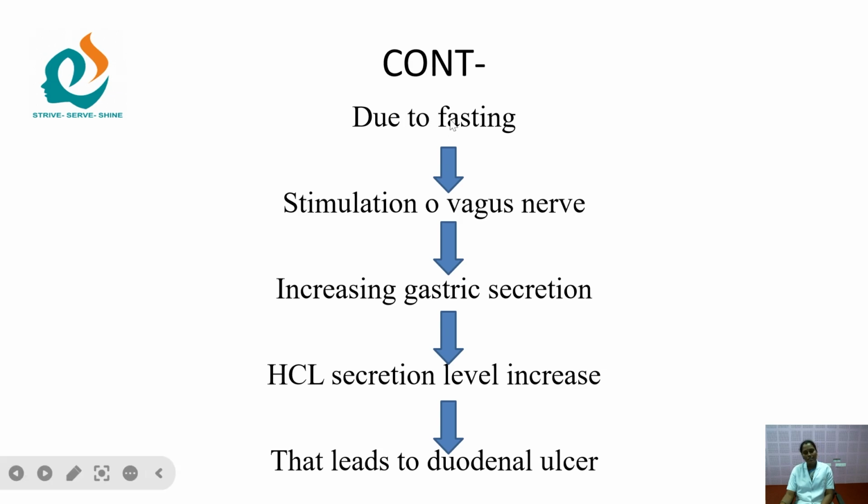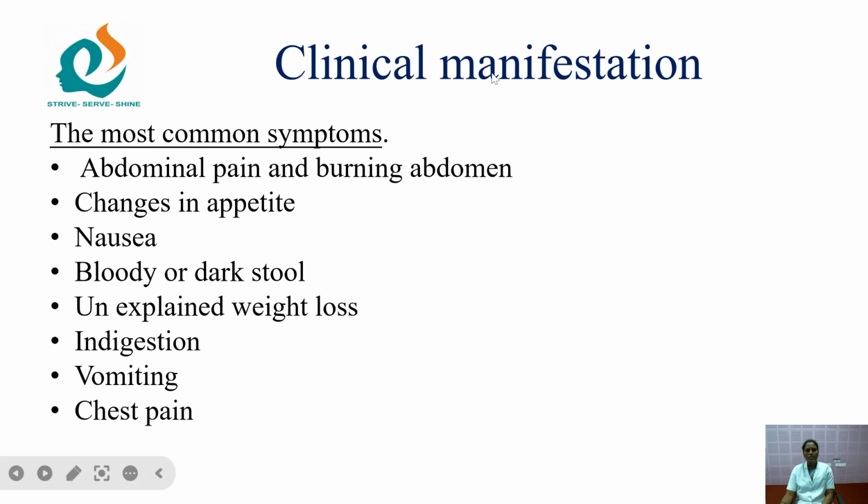Then fasting is also one of the etiological factors. Fasting stimulates the vagus nerve. That leads to increased gastric secretion, and the HCl secretion level increases. That leads to the duodenal ulcer. Then what are the clinical manifestations for the peptic ulcer? The most common symptoms are abdominal pain and burning in the abdomen. Then changes in appetite, nausea, bloody or dark stool, unexplained weight loss, indigestion, vomiting, and chest pain. These are all the symptoms that may occur in peptic ulcer.